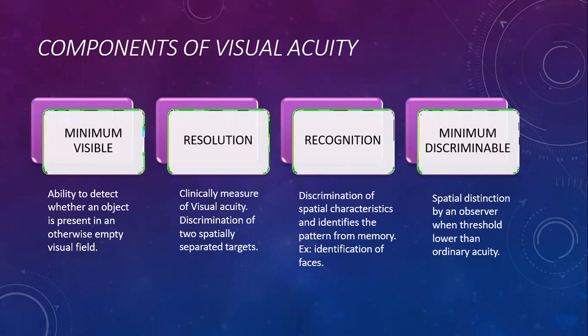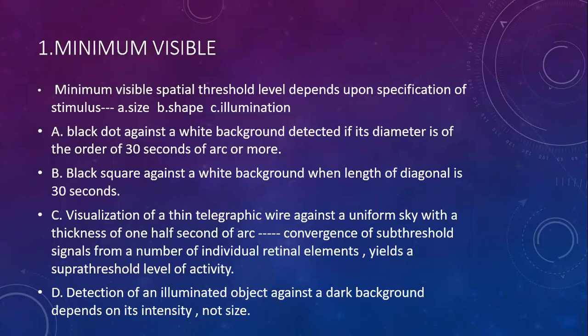Fourth is minimum discriminable. Spatial distinction by an observer when the threshold is lower than the ordinary acuity. So something is present over there, but it's not at the level of the threshold for recognition or resolution, it's lower than that. But still you can discriminate two things over there. Let's say chair and table, or duster and chalk. You can discriminate two. So that's called minimum discrimination. Let me explain it.